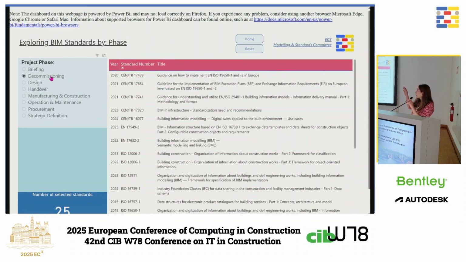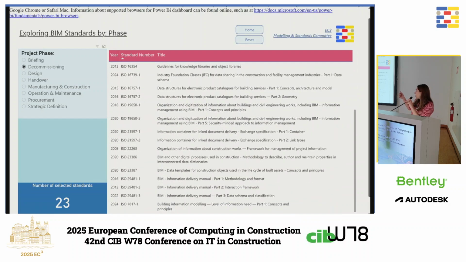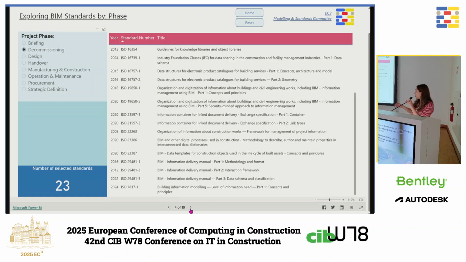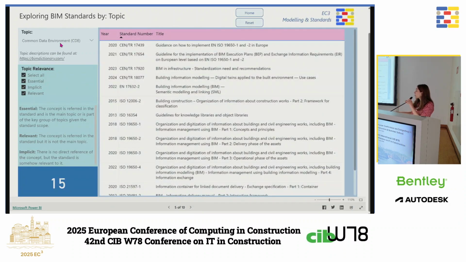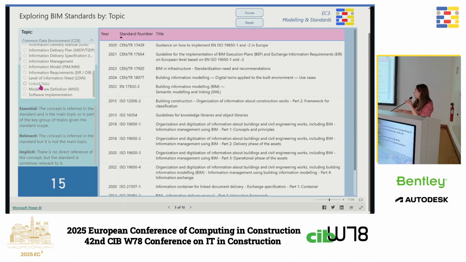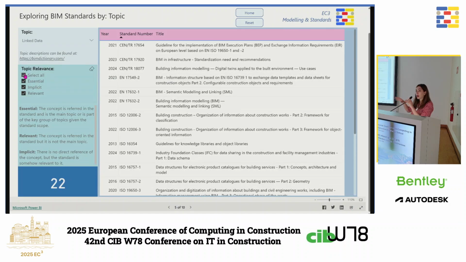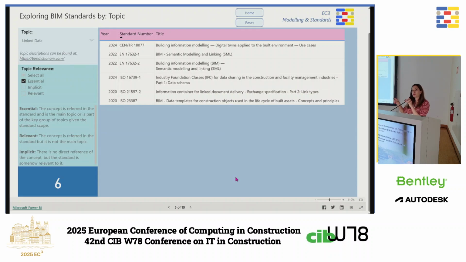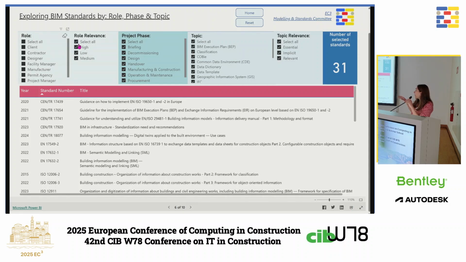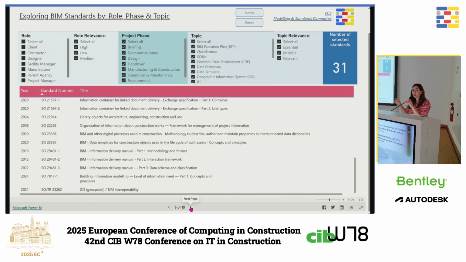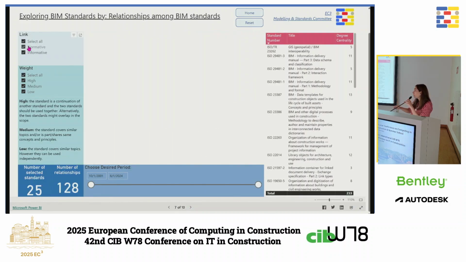Other tabs include phases that you can see. It's based on the RIBA plan of work. Then this is the most important one for today's presentation. We have analyzed how each standard is relevant to which topic, and there are about 20 granular topics. This is our most, let's say, complex page, because you can see the relationship between role, phase, and topic.